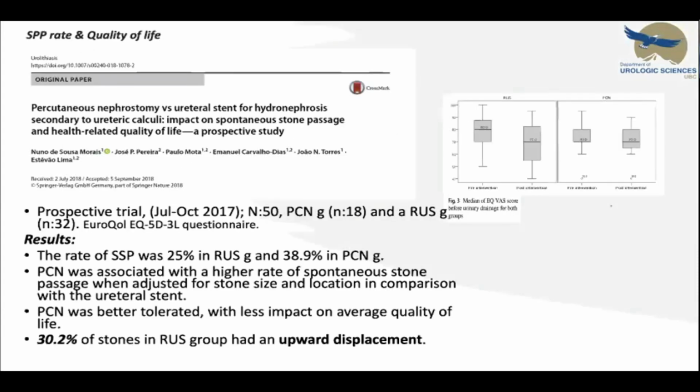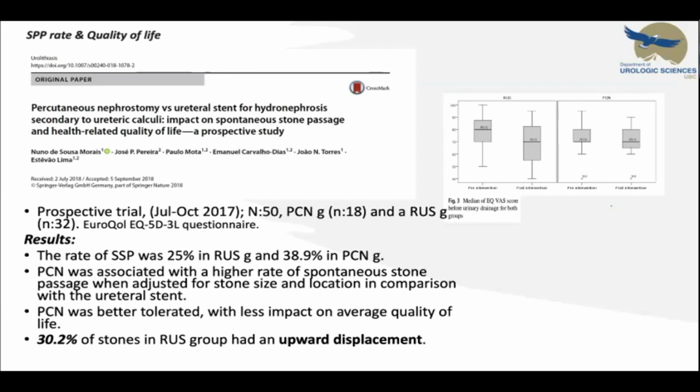When we look at the literature, this study was published by Morris and colleagues. The study aimed to compare both retrograde ureteric stent and percutaneous nephrostomy regarding the probability of spontaneous stone passage and its effect on patients' quality of life. A prospective trial was carried out from July to October 2017. 50 patients were selected with hydronephrosis secondary to ureteral stones, required urgent urinary diversion, and divided into two groups. We see 18 patients in nephrostomy tube group and 32 patients in ureteric stent group.